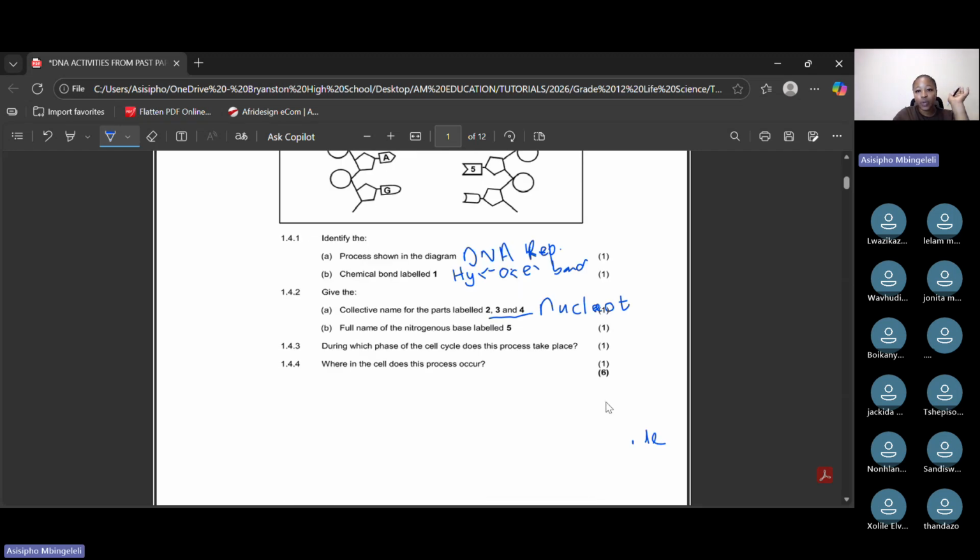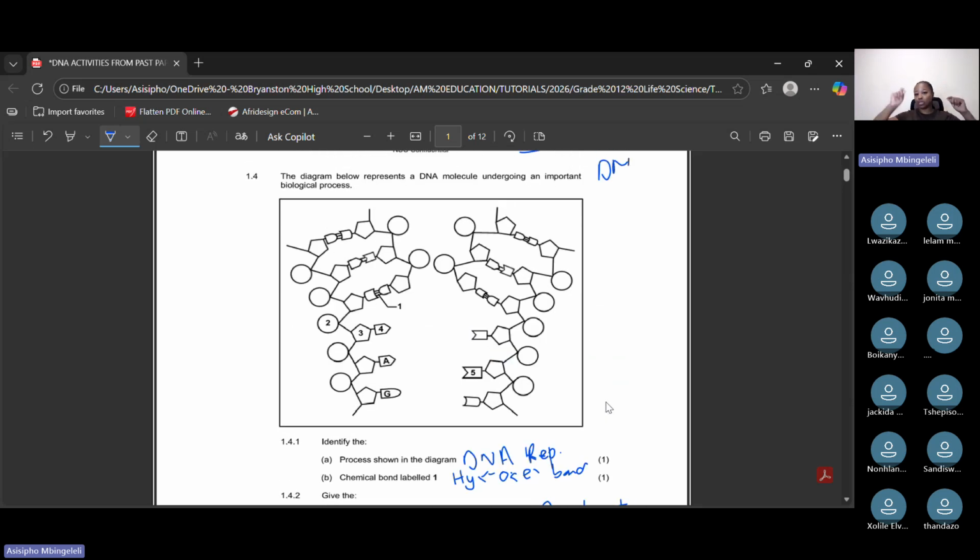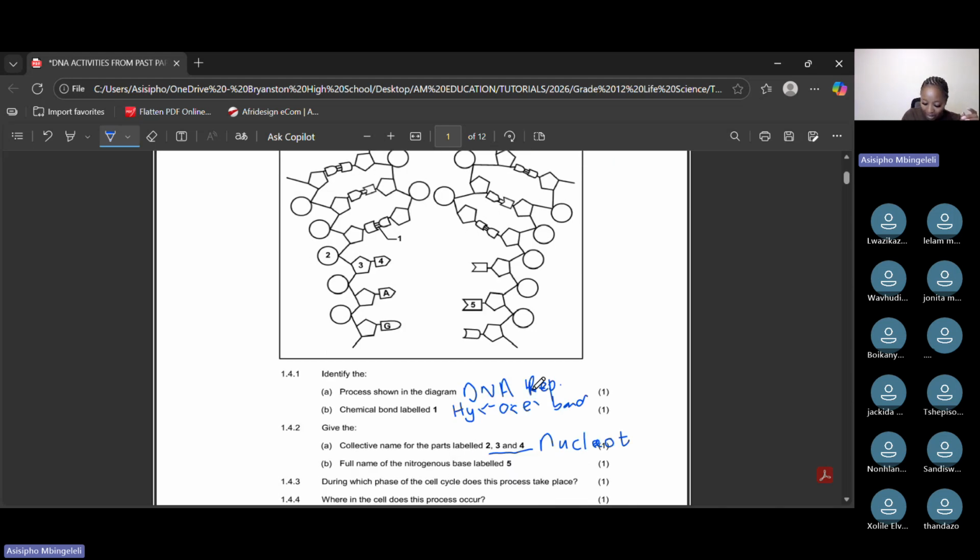Okay, so the full name for the nitrogen base labeled 5. I think let's just listen more, then you can make a note on your side. Nitrogen base labeled 5. There it is. So who's answering for us next? We can still continue with you guys, Jonita, Kolile, and Wavudi. Anyone, please? Cytosine. Thymine. Which one are we taking, guys?